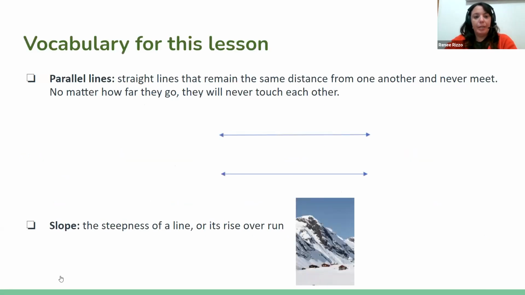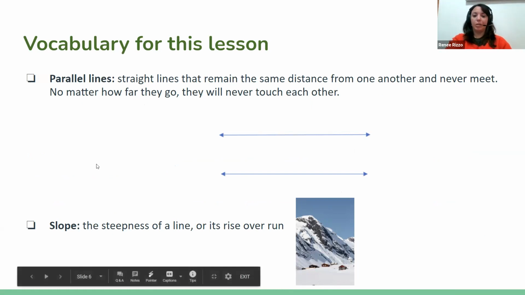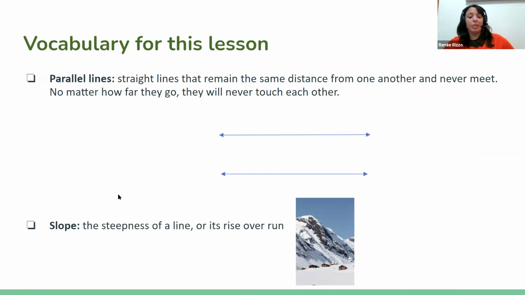Vocabulary for this lesson: parallel lines, straight lines that remain the same distance from one another and never meet. No matter how far they go, they will never touch each other. And I purposely included a visual of parallel lines, which I created in Microsoft Word very simply. And then slope, the steepness of a line or its rise over run.